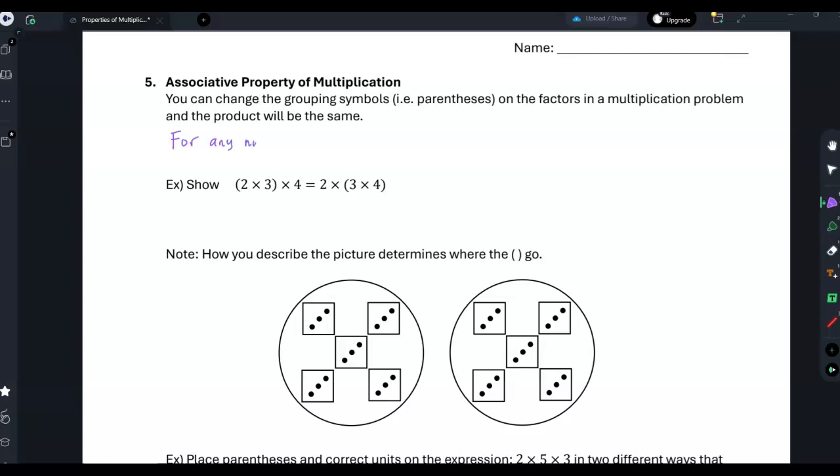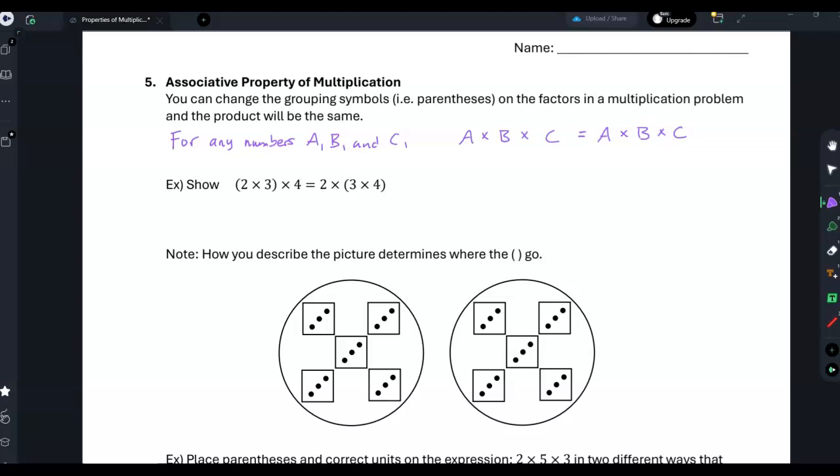So for any numbers, and you would need three of them, for any numbers A, B, and C, if I were to multiply A times B times C in that order, I'm going to do that in that same order on both sides of my equation, right? So I'm not changing the order. I'm not using the commutative property necessarily. So what I can do, though, is change my association.